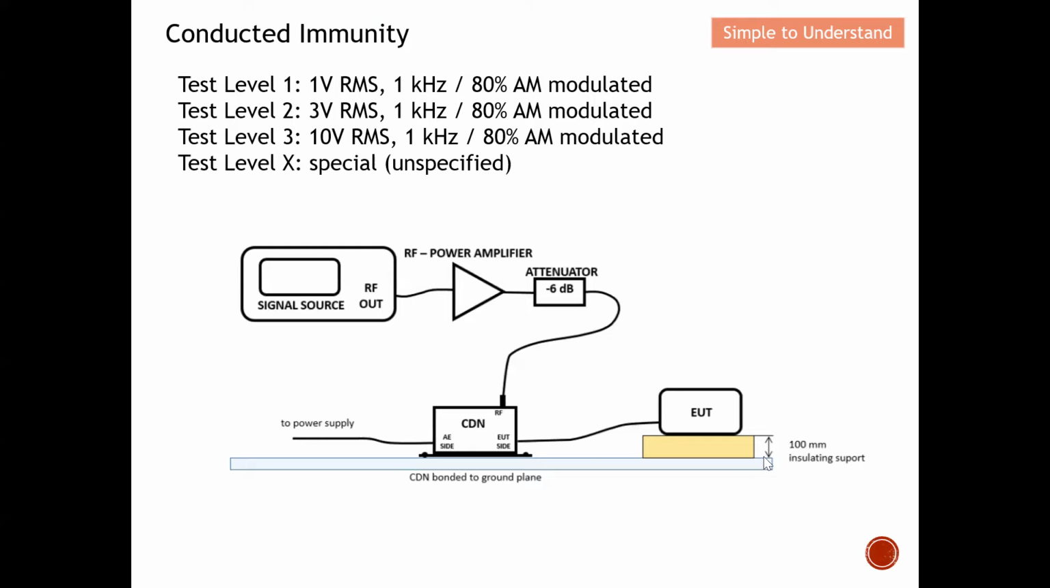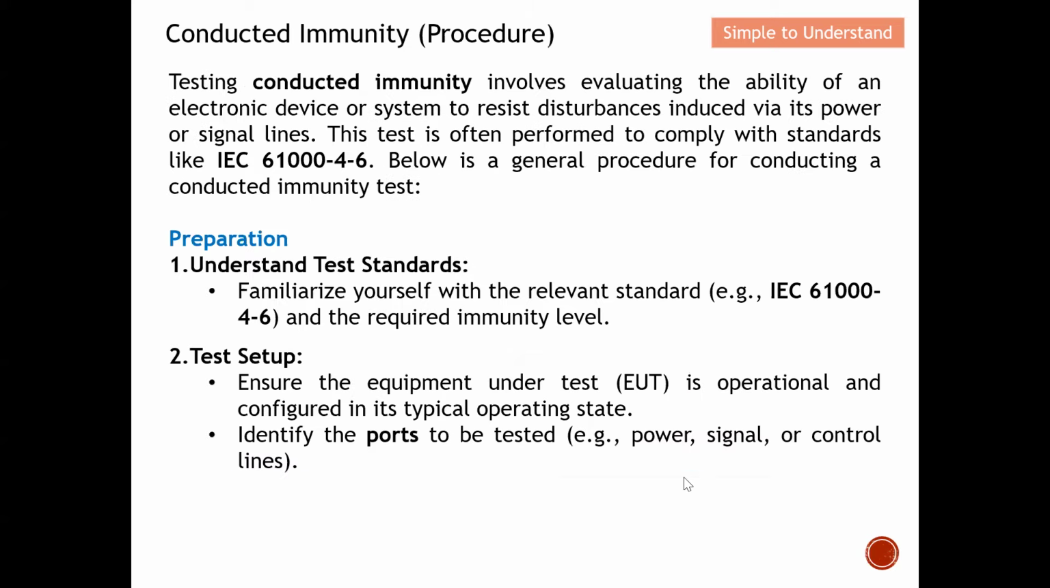This is a very simple diagram to showcase how we can conduct the conducted immunity test. Next, this is also part of the discussion: I'm going to discuss the procedure to do this conducted immunity. Testing conducted immunity involves evaluating the ability of an electronic device or system to resist disturbance induced via its power or signal line.